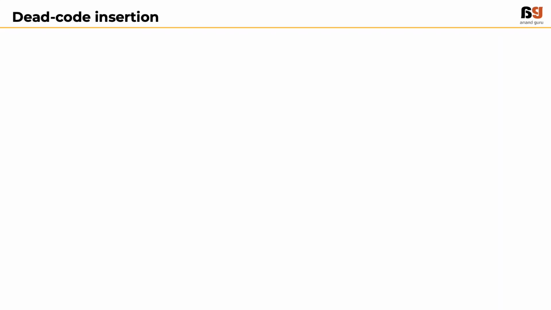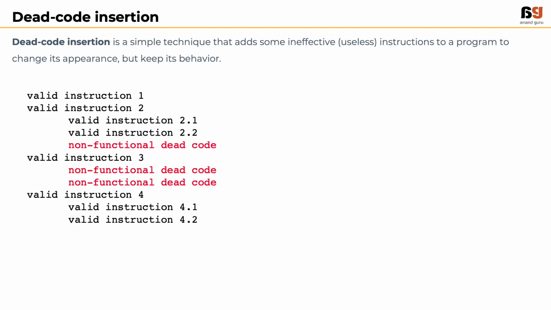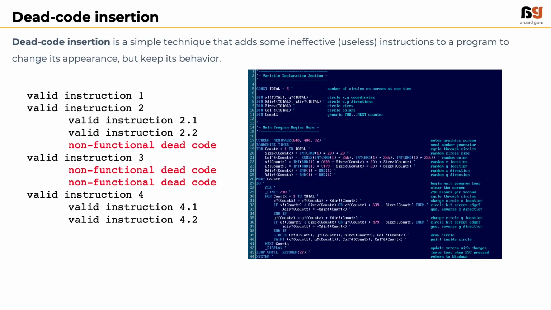The next method of obfuscating malware is dead code insertion. This is a simple technique of adding a few useless instructions in the program to change its appearance, but the behavior will remain the same. Here it shows how dead or non-functional code can be inserted. It might look very obvious now as I have highlighted the lines, but imagine understanding and identifying these lines in hundreds of lines of code.